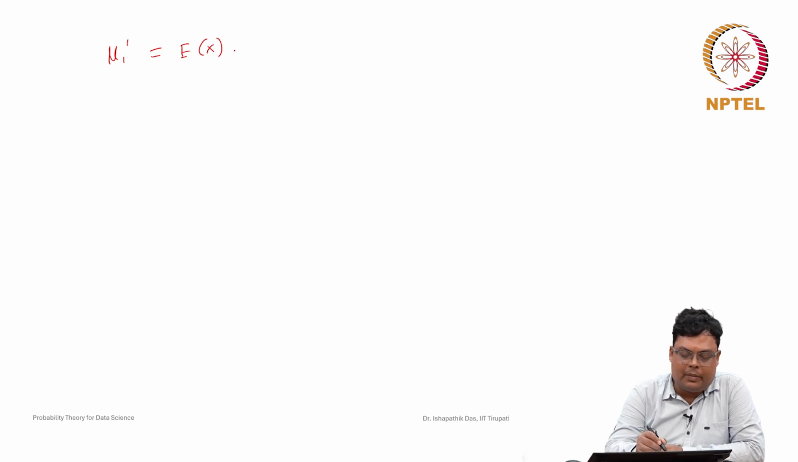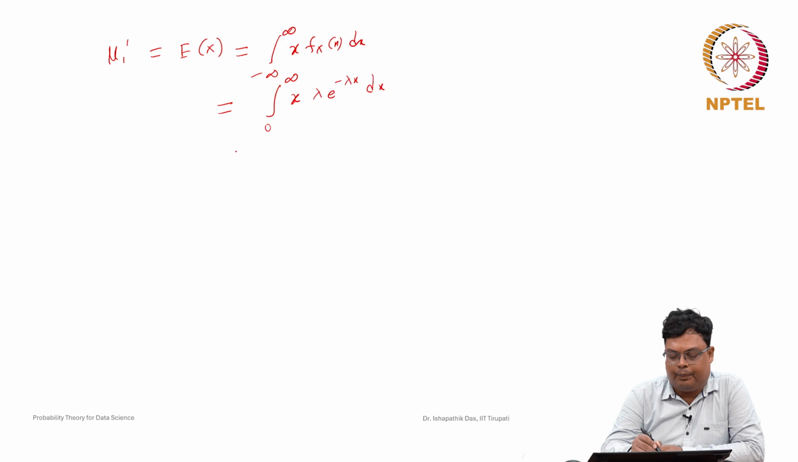So, the mean of this exponential random variable, by definition, is the integral from minus infinity to plus infinity of x f_X(x) dx. Now, this is equal to, because it is non-zero only from 0 to infinity, the integral from 0 to infinity of x lambda e to the power of minus lambda x dx. Then lambda is a constant. Now, we have to do the integration from 0 to infinity of x e to the power of minus lambda x dx. Now, how can we do this integration?